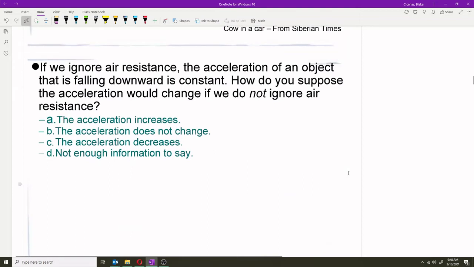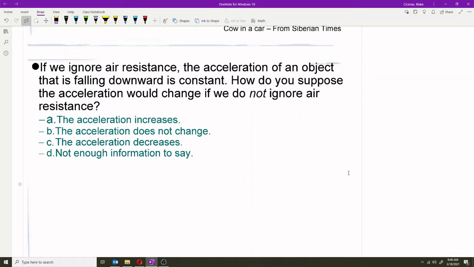If we ignore air resistance, the acceleration of an object that is falling downward is constant. How do you suppose the acceleration would change if we do not ignore air resistance? Normally I ask you this personally in class, but obviously it's not going to happen. The acceleration increases. The acceleration does not change. The acceleration decreases. There's not enough information to say.